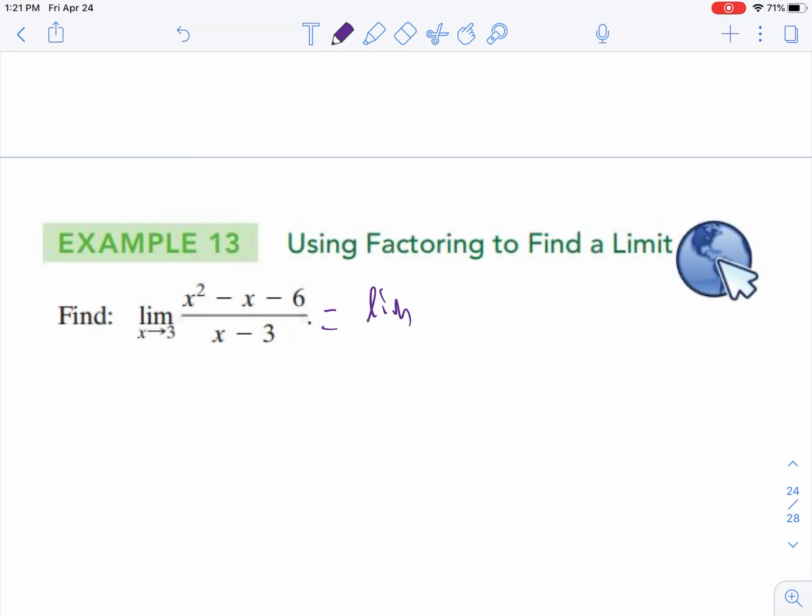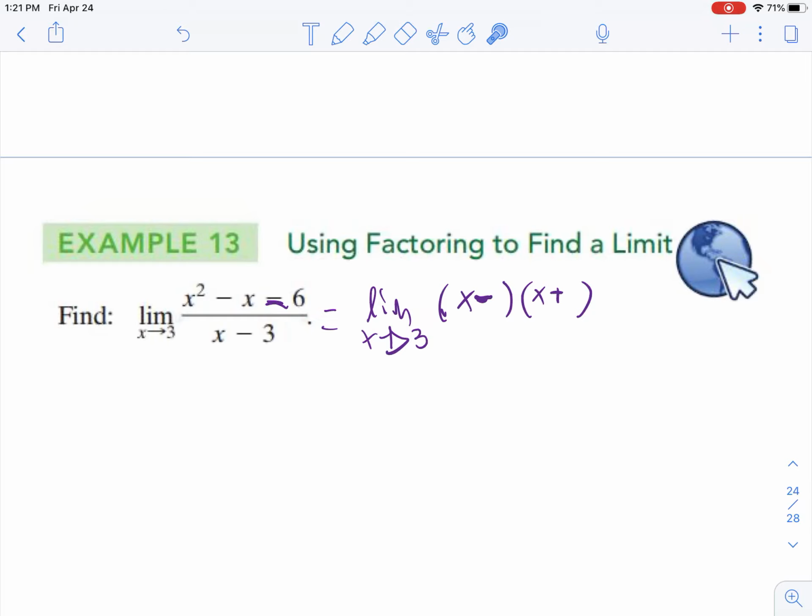So what I'm going to do is see if I can factor the numerator. Okay, so I have x times x. I know that it's going to have to be negative, so one of these is negative, one of these is positive. I need 2 numbers that multiply to give me negative 6 and add to give me positive or negative 1.